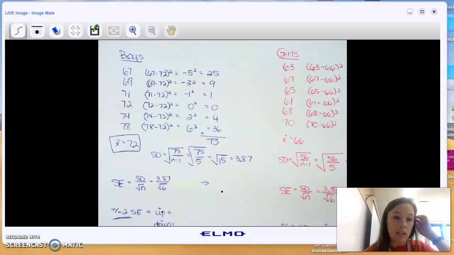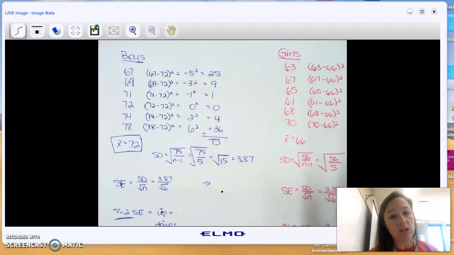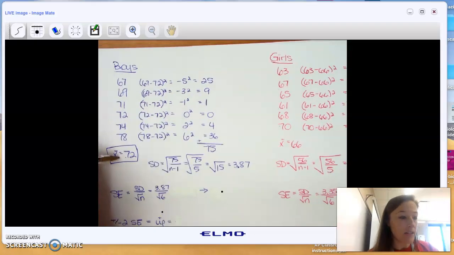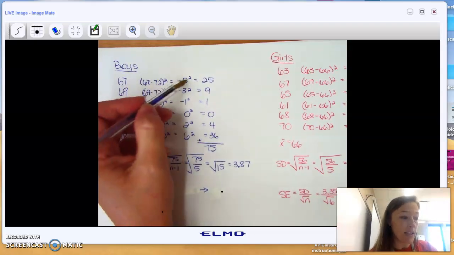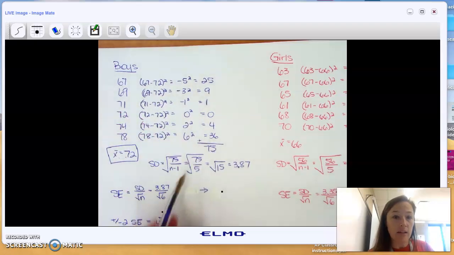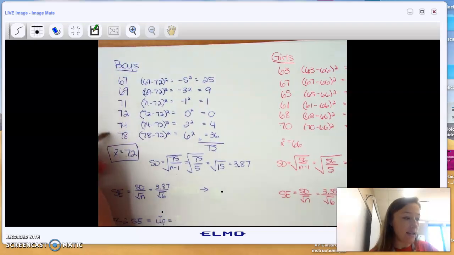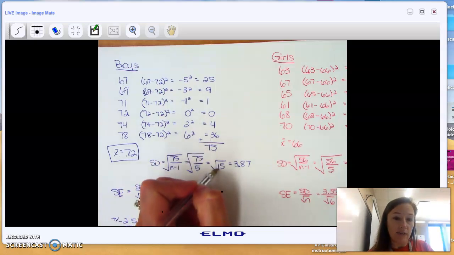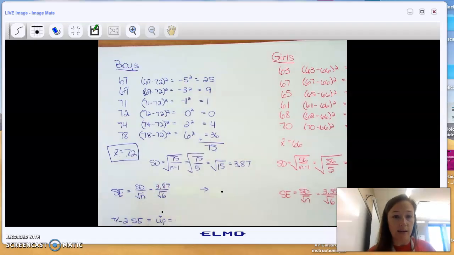We took means, and I'm not going through standard deviation. I'm going to go through it really quickly, but I'm not going to talk about each step because that was in another video that we did. The mean for the boys was 72. We subtracted that, squared it, got these values, and added them up. Calculating standard deviation, that goes on top, divided by n minus 1. N is 6, how many boys we were looking at, so n minus 1 is 5. 75 divided by 5 is 15, and the square root of 15 is 3.87.